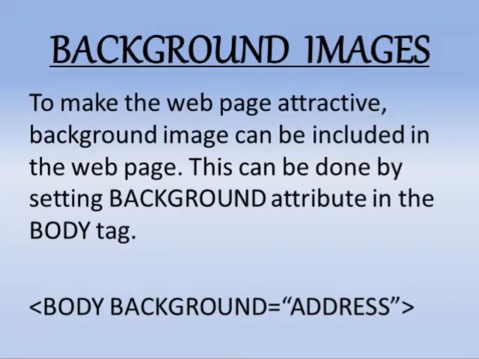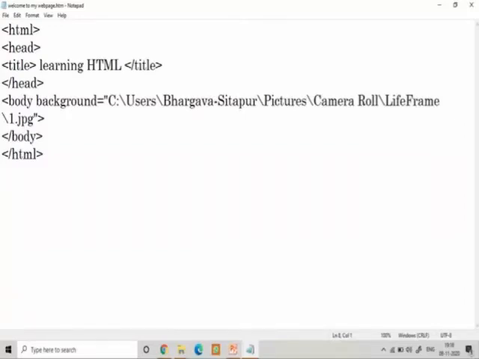Now we are going to understand background images. Children, to make the web page attractive, background images can be included in the web page. This can be done by setting the background attribute in the body tag. body background is equal to address, and then the picture will be visible on the screen.